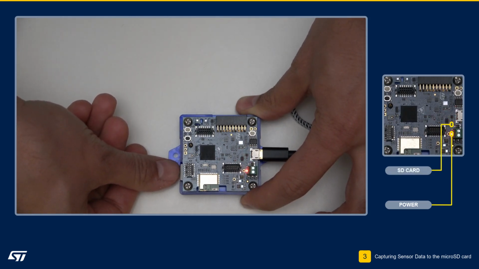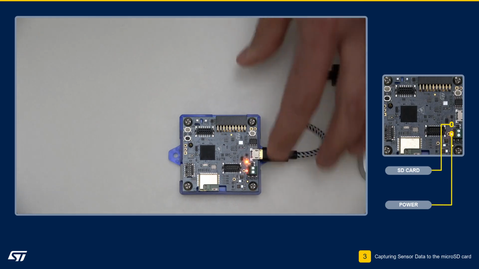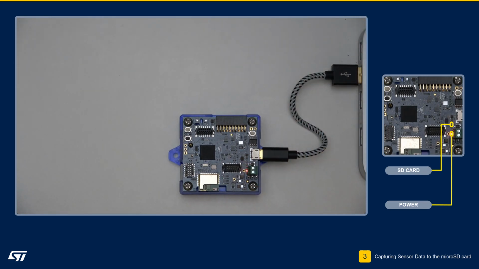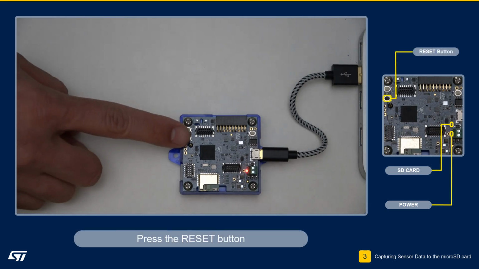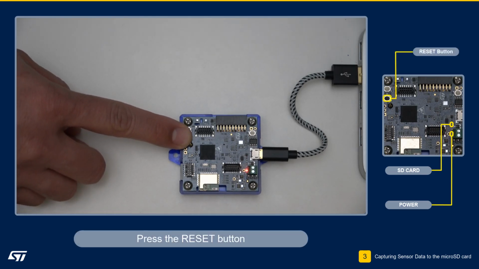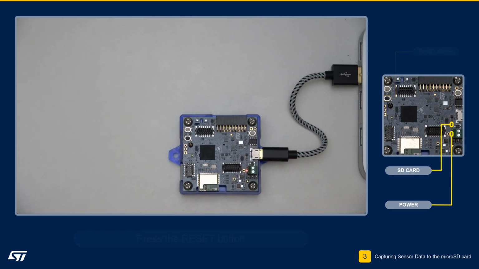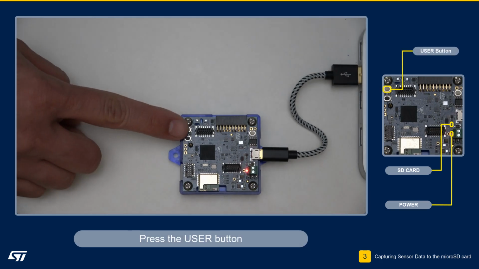The orange LED will now blink at a rate of about once per second, confirming SD card access. Press the Reset button to clear any configuration info on the device. Now press the User button to start the data capture process.